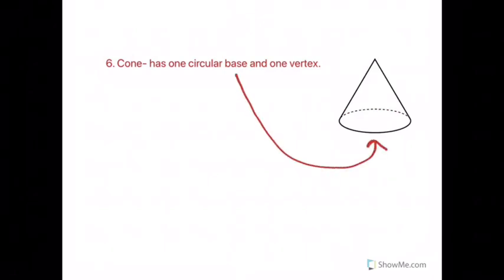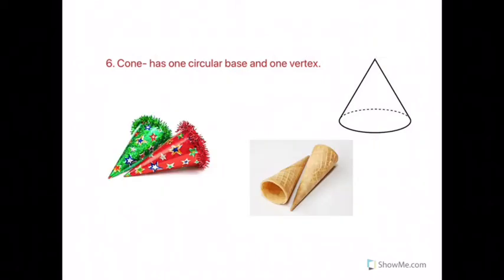Next, let's look at the cone. The definition of a cone: it is a geometric solid shape that has 1 circular base and 1 vertex. So the circular base is here at the bottom, and that 1 vertex is here at the top. That point at the top is called the vertex. Some examples you might see in everyday life. Here are some fun ones: a party hat, an ice cream cone, hence the name, and some traffic cones as well. Some examples of a cone shape.